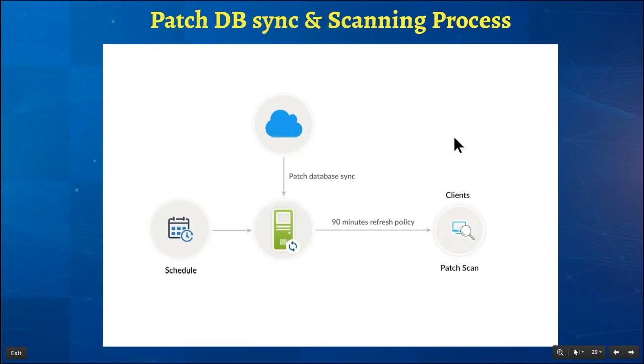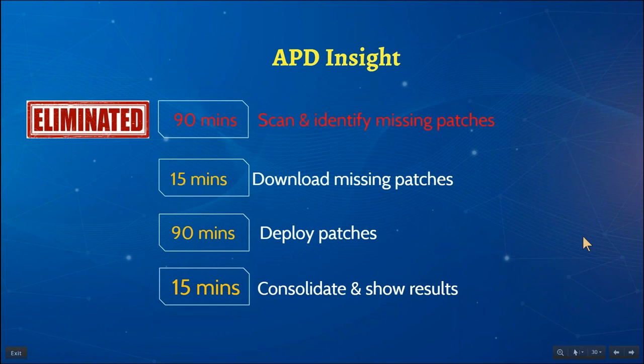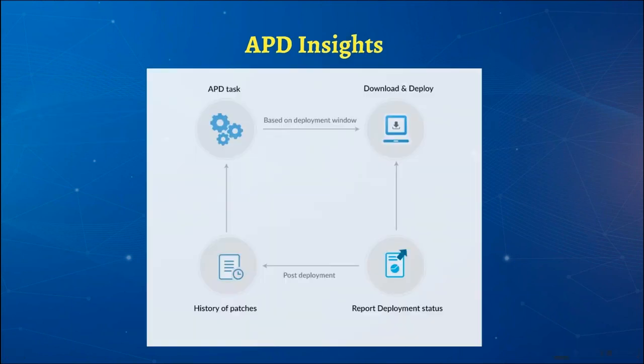So here comes the patch DB sync and the scanning process. As we've seen earlier, the patch DB synchronization is the first step. Based on the schedule, the DB synchronization will happen. And once the synchronization is done, within the next 90 minutes, all the machines will be scanned and the missing patches will be identified. Once the missing patches are identified, the next important thing here is the APD insights.